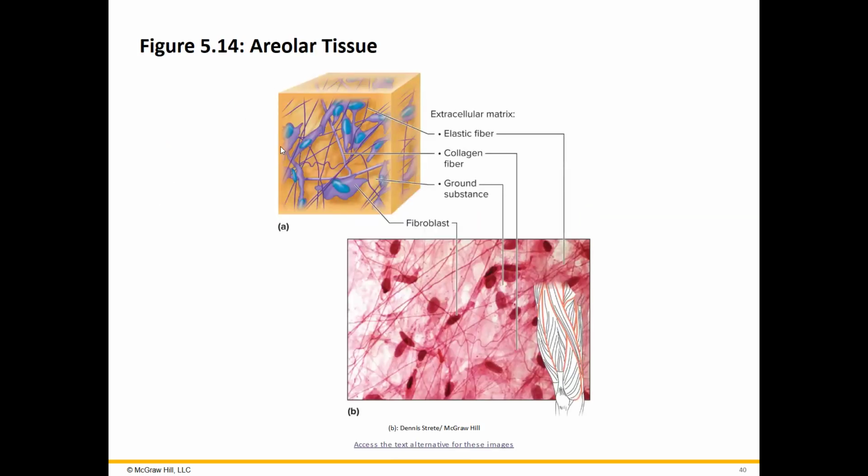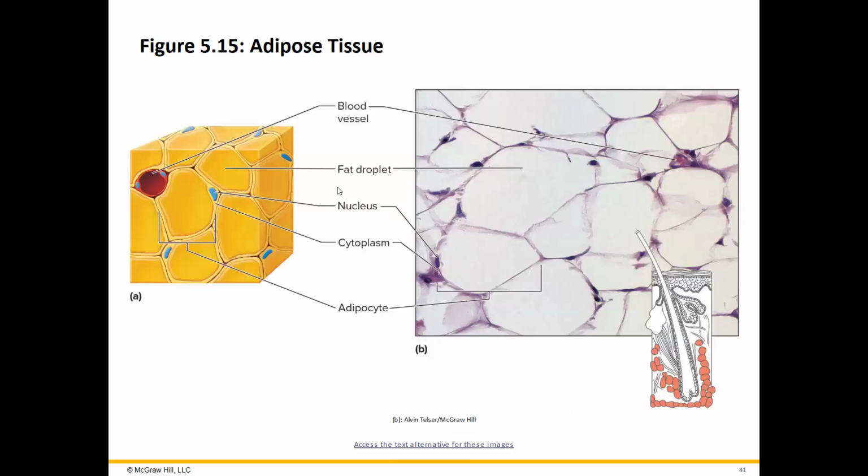Areolar, again, I don't care that you know what it looks like, but know that it holds the different muscles into muscle groups, right? It might have some elastic fibers, it might have some collagen, it might have some reticular, it all has ground substance. Areolar holds the skin, parts of the skin and the various muscles together.